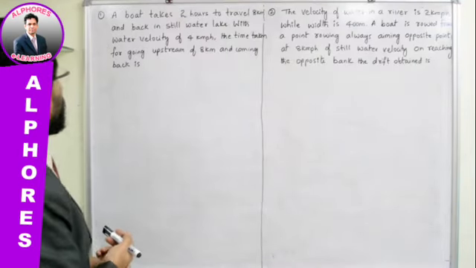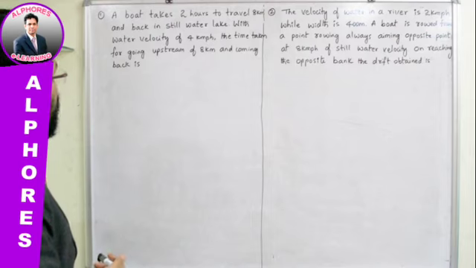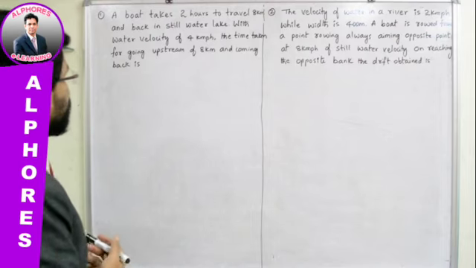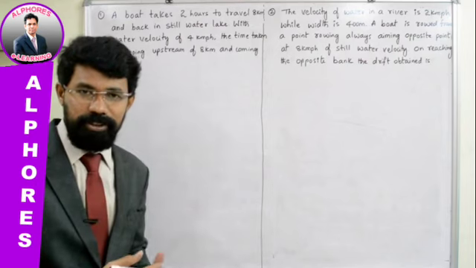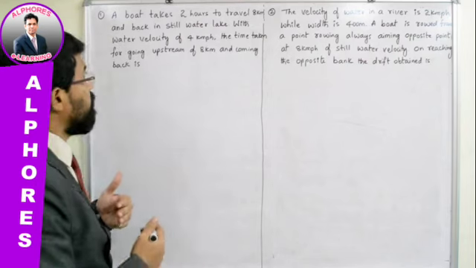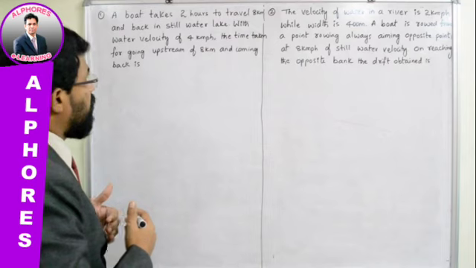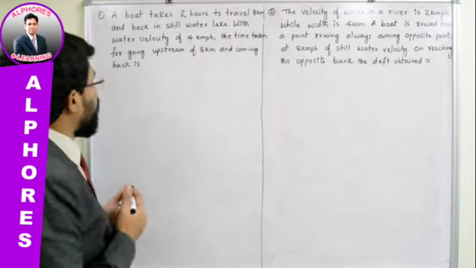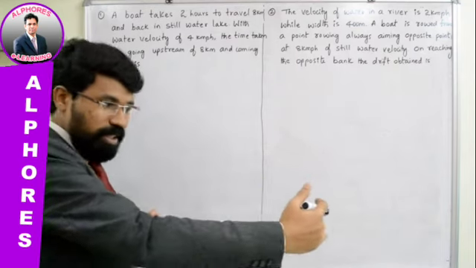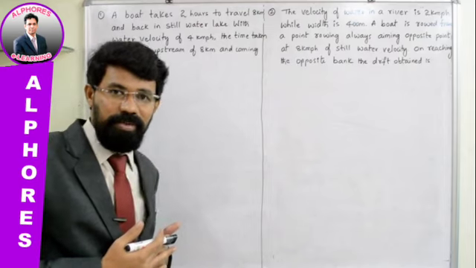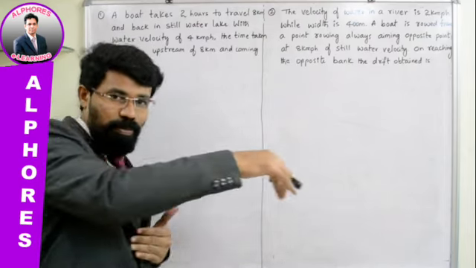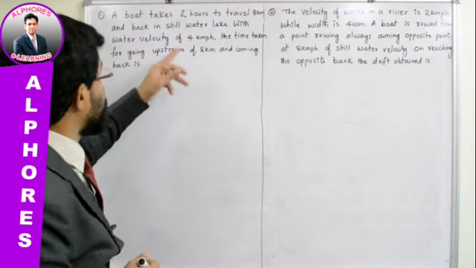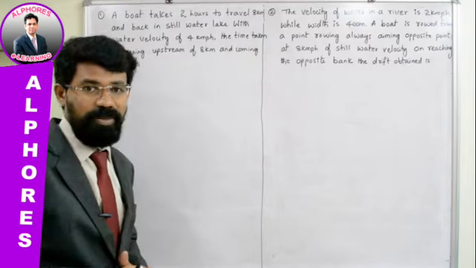The first one is: a boat takes 2 hours to travel 8 kilometers and back in still water lake. So the water is not moving in the lake, it's a still water lake. So the boat has taken a time equal to 2 hours to travel 8 kilometers and back. It means it has traveled 8 kilometers and come back again by traveling a distance equal to 8 kilometers. For this entire journey, 8 kilometers plus 8 kilometers, 2 hours of time is taken.